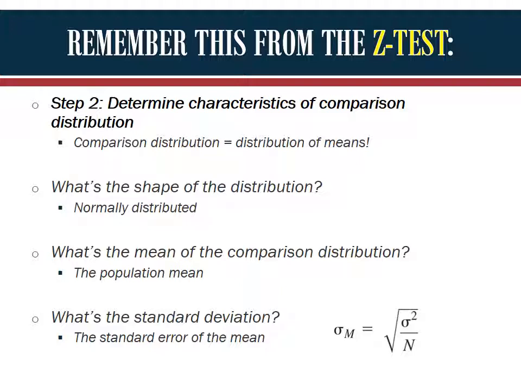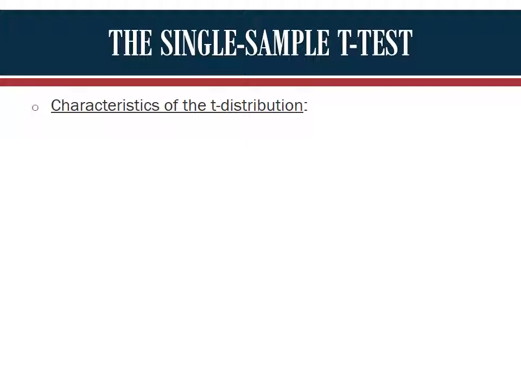For the single sample t-test, when our comparison distribution is not the distribution of means but is instead the t-distribution, it gets just a little bit different. In the single sample t-test, we actually still need to determine 3 characteristics of the t-distribution. We need to determine the mean of the t-distribution, and this is the same as in the z-test. When you're using a t-distribution as your comparison distribution, the mean of the t-distribution is still equal to the population mean. So we don't need to do any calculations here. We're just identifying what the population mean is. That's the mean of our comparison distribution.